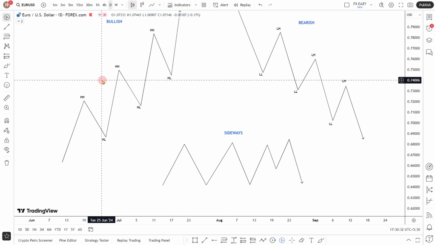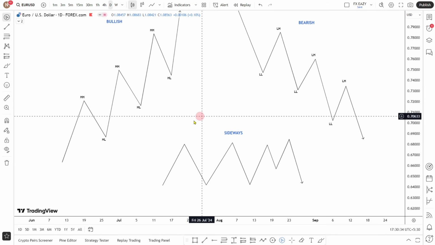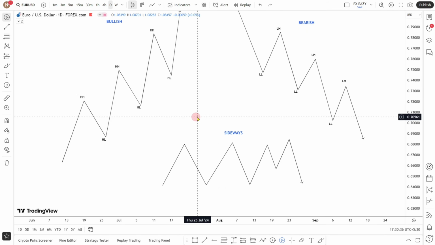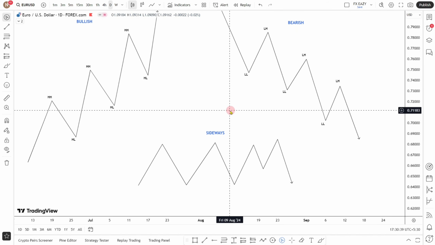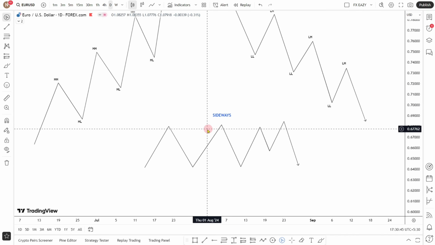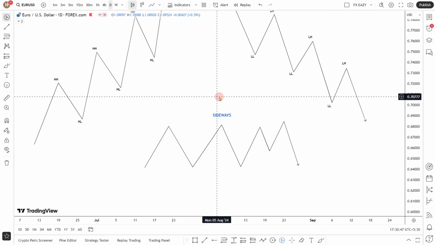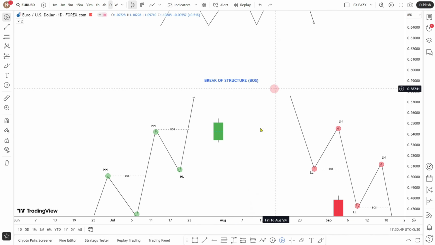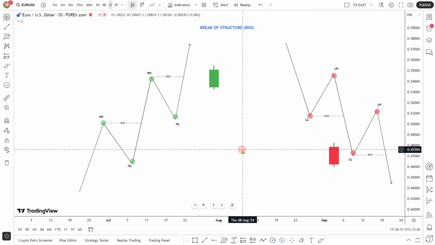Mostly we try to trade in bullish or bearish markets. If you get trapped in a sideways market, then there is a high chance of your SL hunting, or big players try to hunt liquidity in this type of market, the sideways market.